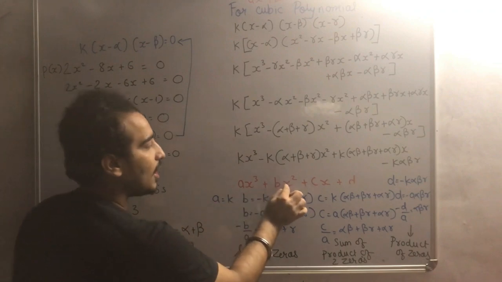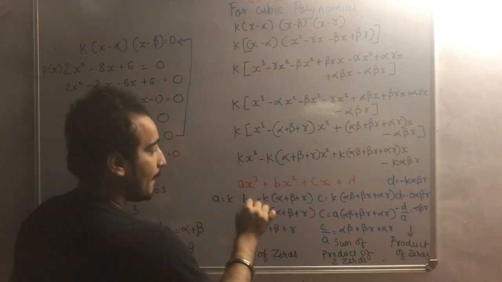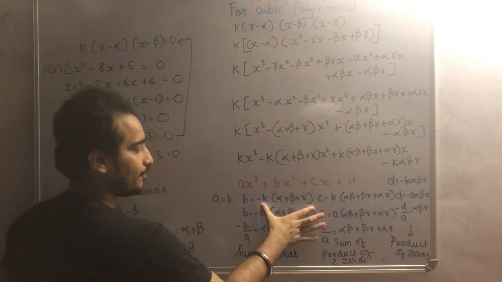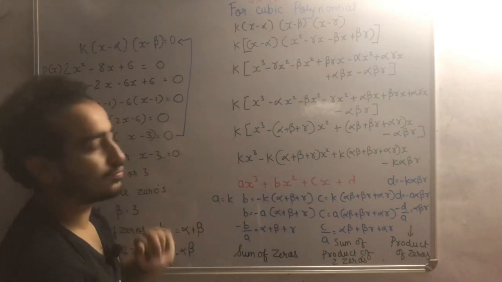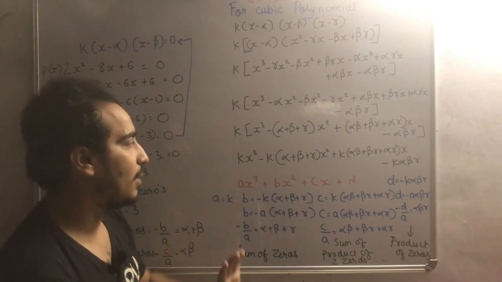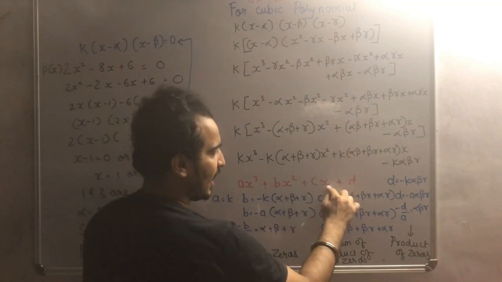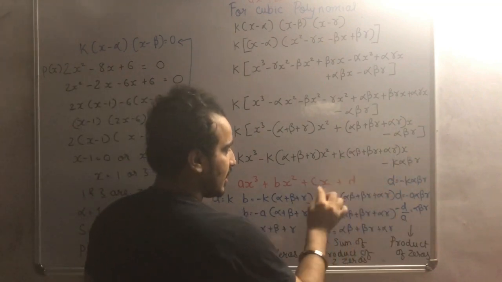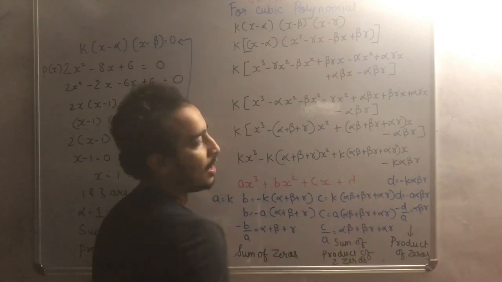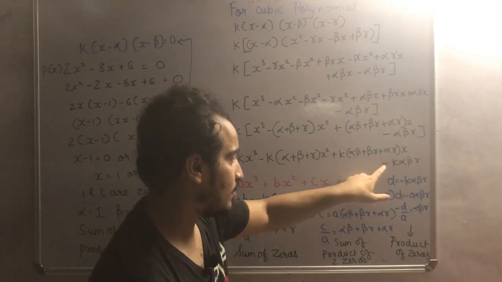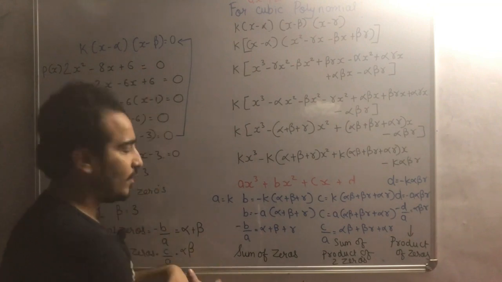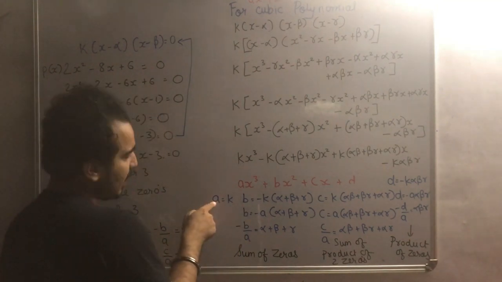Okay, now here x square will remain same only, b equals minus k into alpha plus beta plus gamma. When we compare both, the value of b is minus k into bracket alpha plus beta plus gamma. When we compare x, it will remain same. Instead of c, it will be k into bracket alpha beta plus beta gamma plus alpha gamma. Now instead of d, it will be minus k into alpha beta gamma. Now we will move ahead. Now we know a equals k.